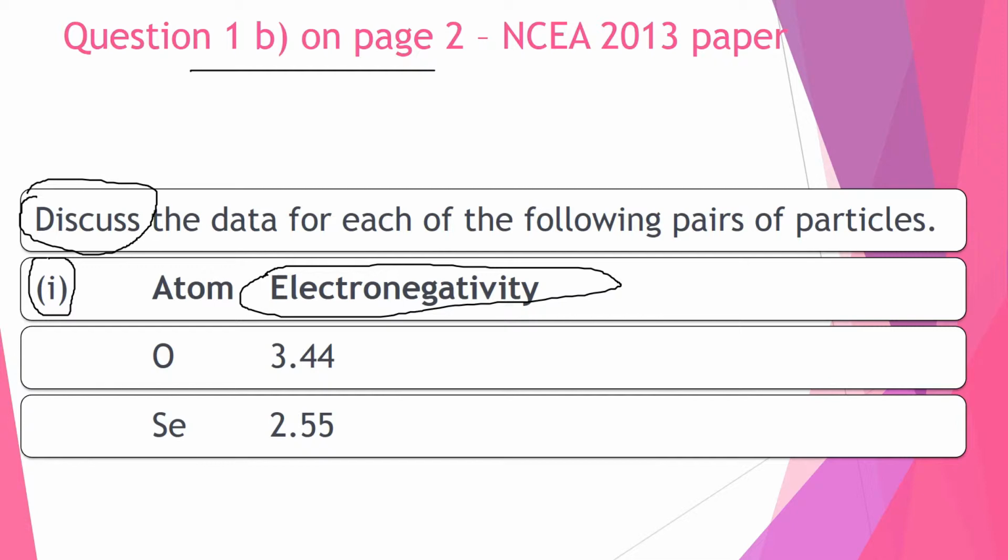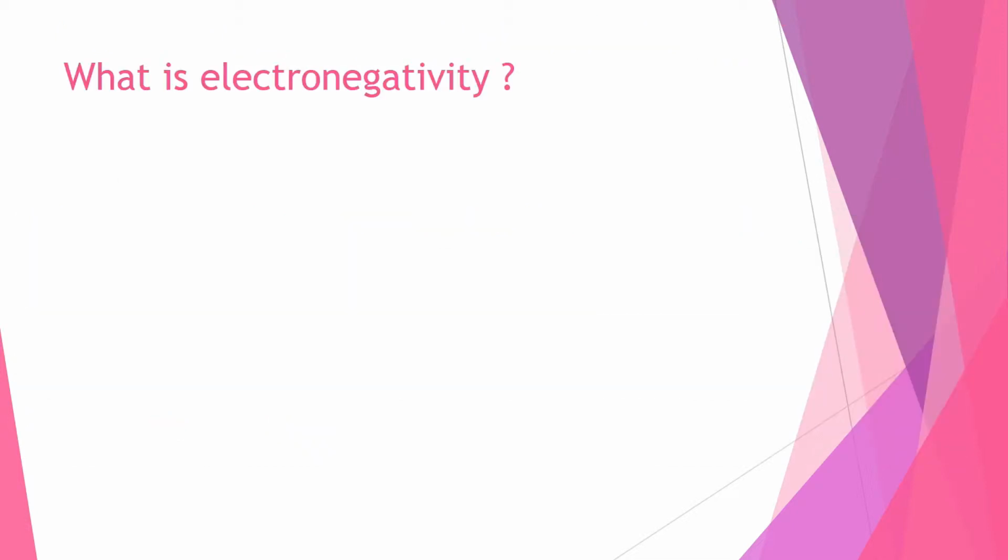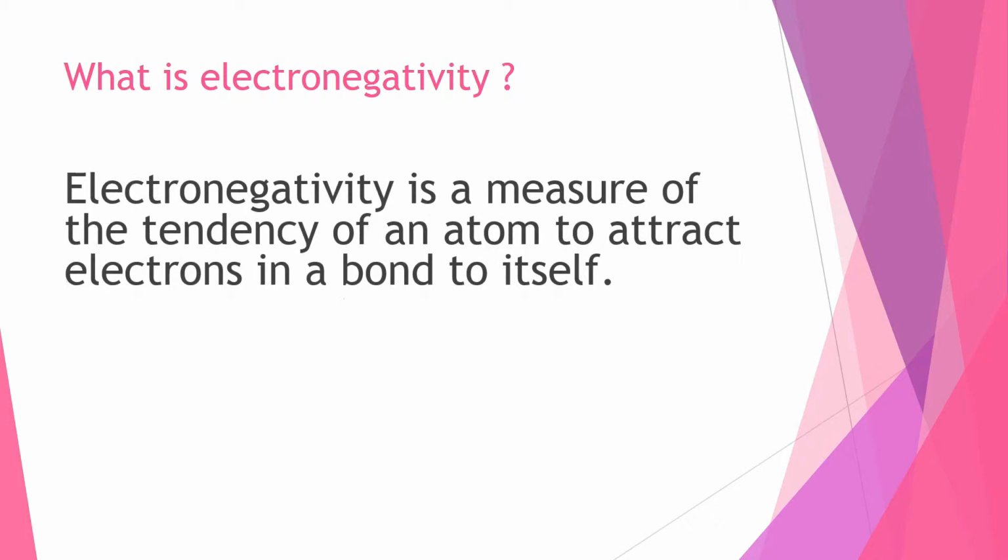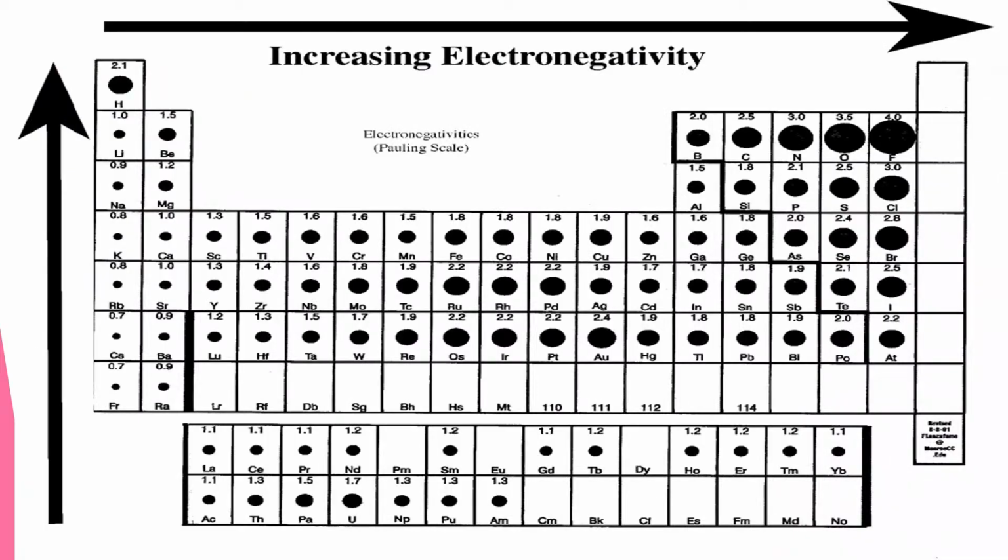So a few things to recall: what is electronegativity? Electronegativity is a measure of the tendency of an atom to attract electrons in a bond to itself. Now, it's always good, I've told you this, to have a definition memorized. You may have to write it. Sometimes they do ask you the question, what is electronegativity? Then look up your continuing chemistry textbook and learn the definition. So it is the ability to attract electrons in a bond to the nucleus of its own atom.